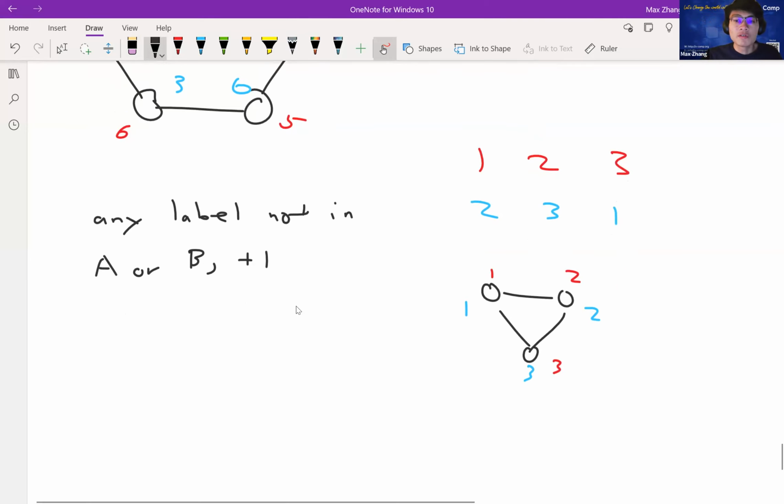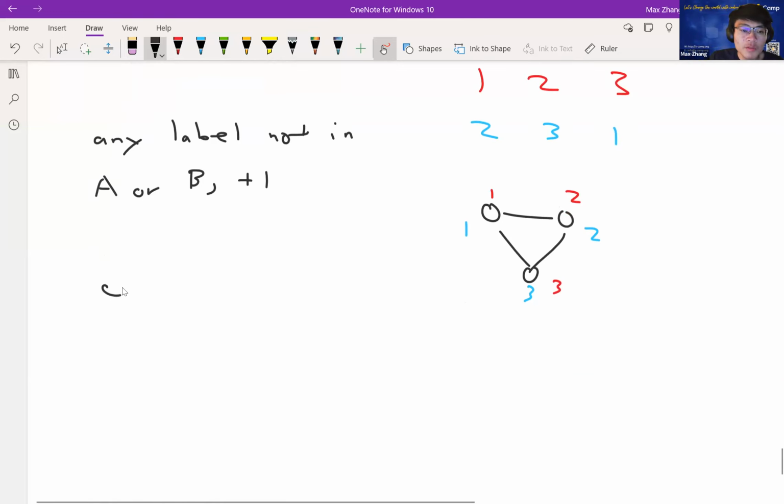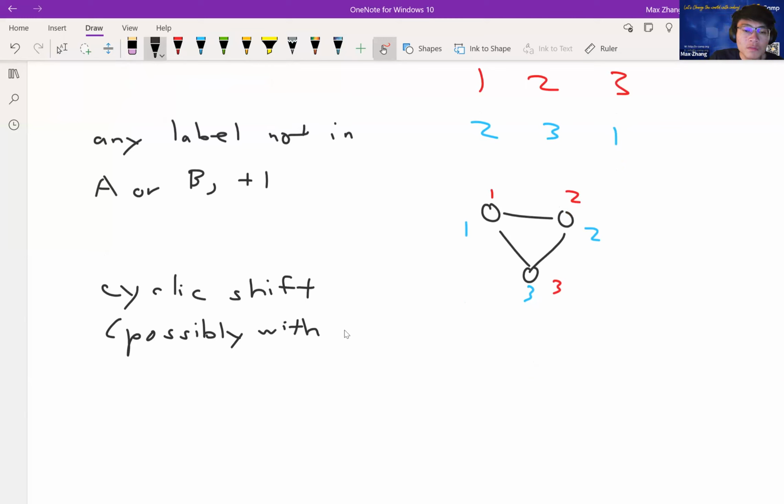Now we need to worry about the cycle. What this is really asking is that we have two different labelings, and we need to find a cyclic shift of one of the labelings, possibly with reversing, to make it have the maximum number of matches with the other labeling.